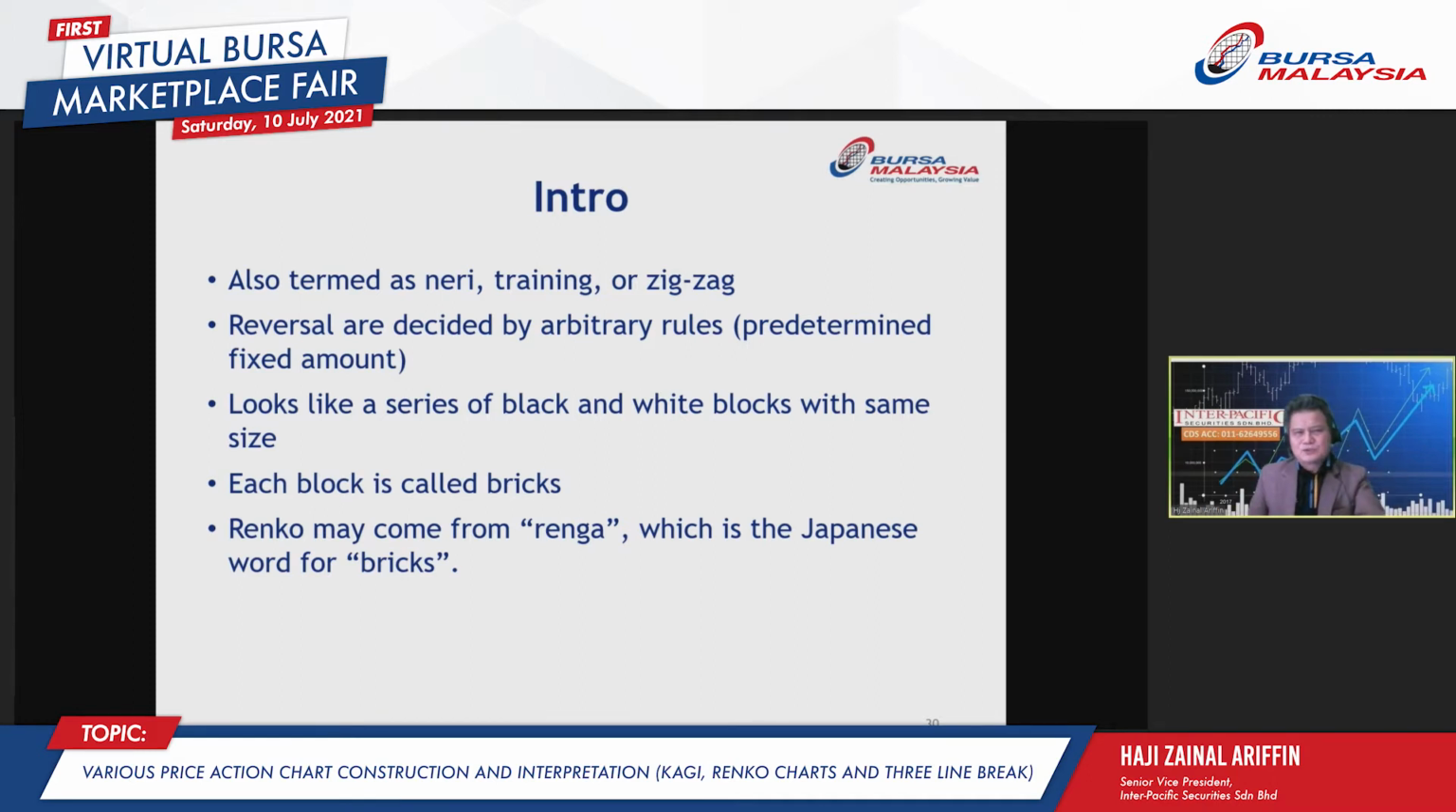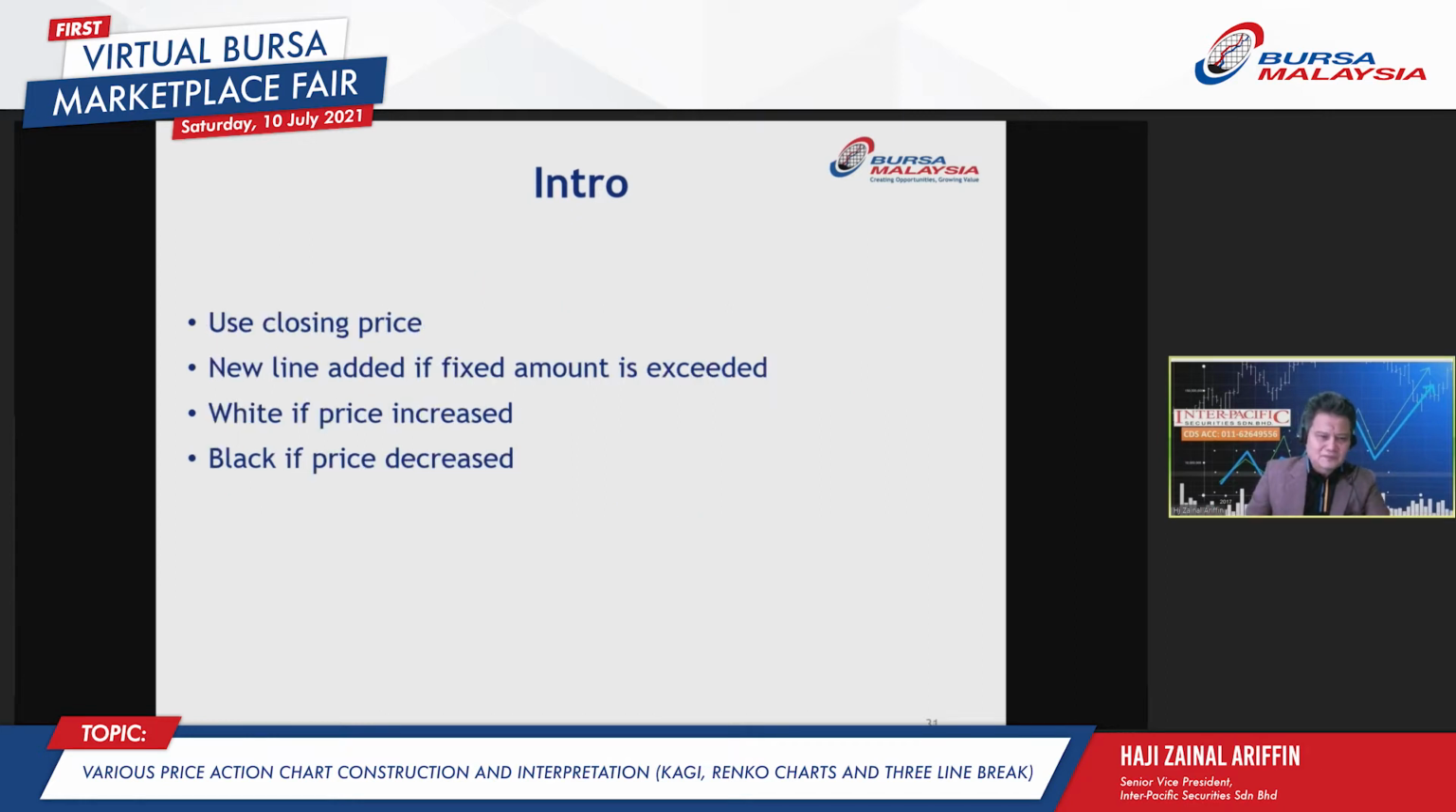Now, it just looks like a series of black and white blocks. Previously, there was white and black, but now because of the computer, it is easy for us to color, so usually we use red and green. Each block is called a brick. They believe that Renko may come from the word renga, which in Japanese means brick. Usually we use the closing price, and a new line is added if the fixed amount is exceeded.